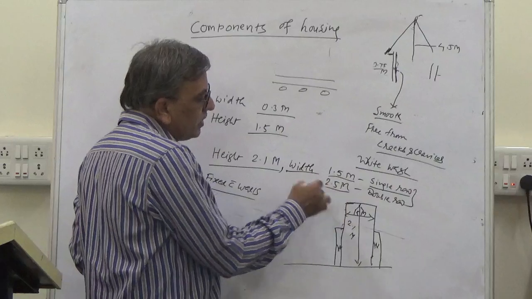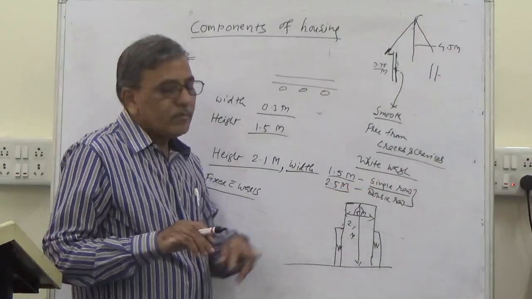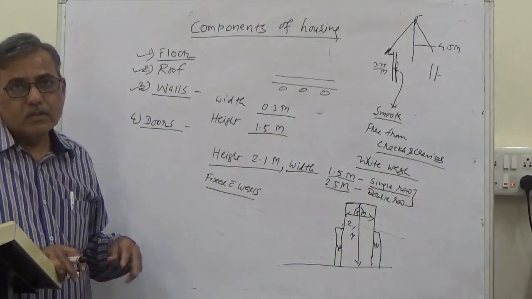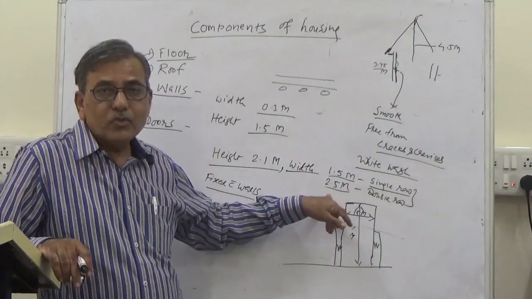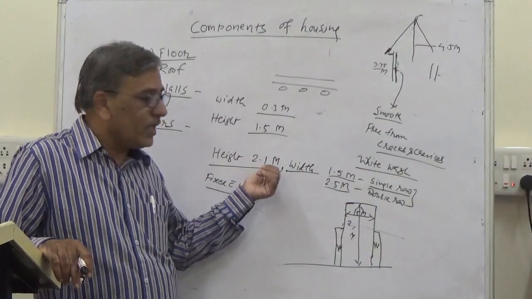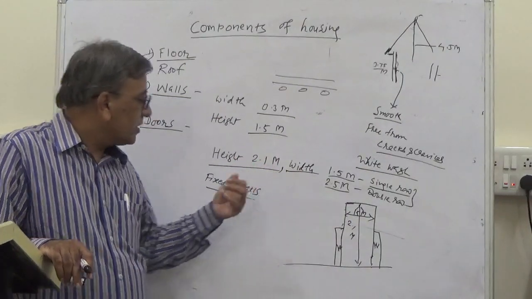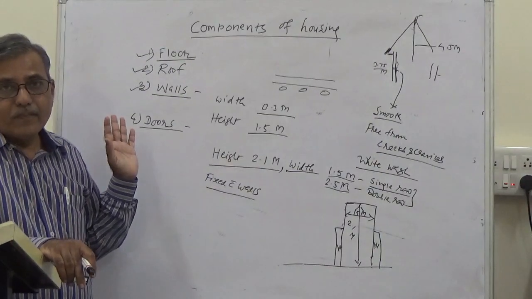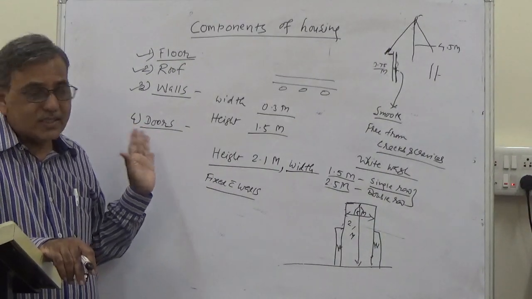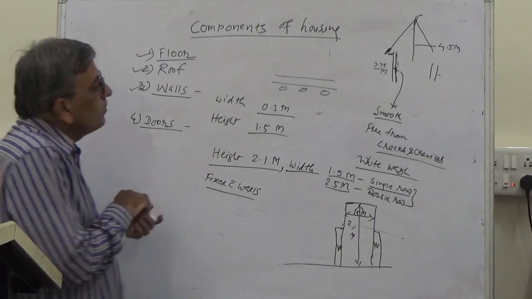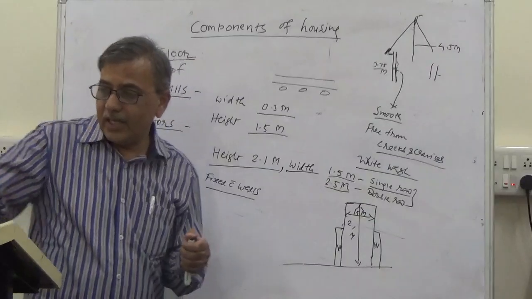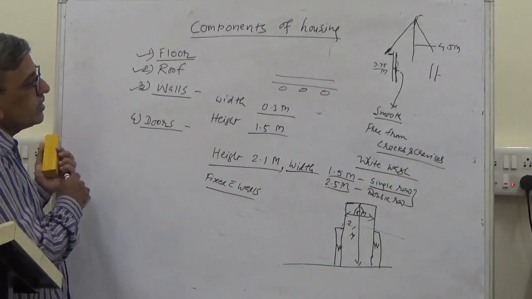So there is variation in the width according to whether it is a single row house or double row house, 1.5 meters to 2.5 meters. The height is fixed, on an average it is 2.1 meters. Then it should be fixed with walls on either side of the door. So this is all about the doors. Then another important component of a dairy house is the manger.